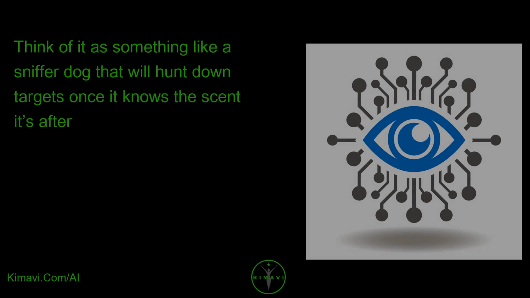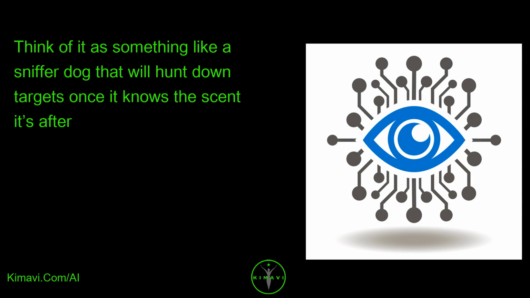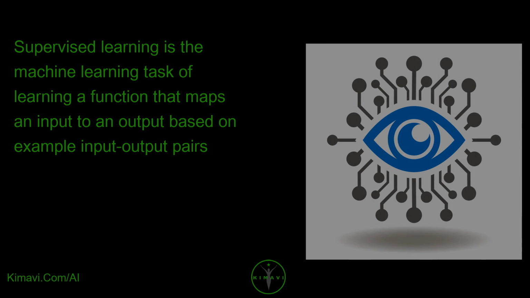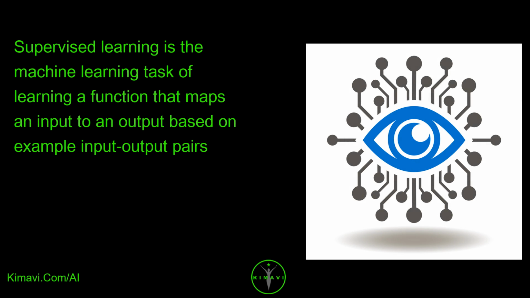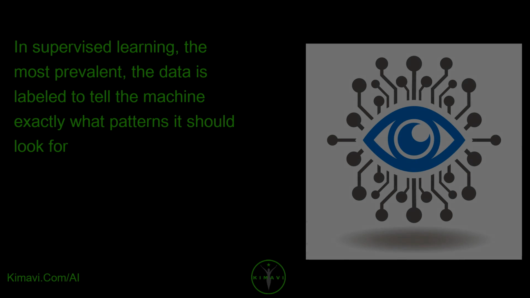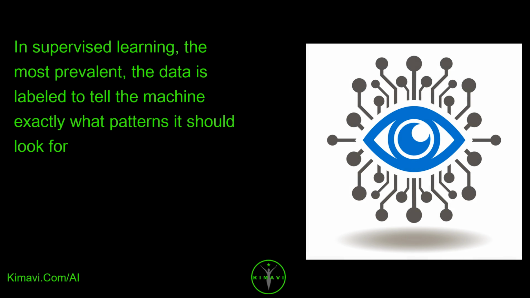What is supervised machine learning? Think of it as something like a sniffer dog that will hunt down targets once it knows the scent it's after. Supervised learning is the machine learning task of learning a function that maps an input to an output based on example input-output pairs. In supervised learning, the most prevalent, the data is labeled to tell the machine exactly what patterns it should look for.